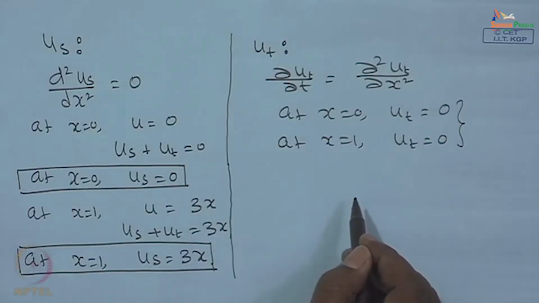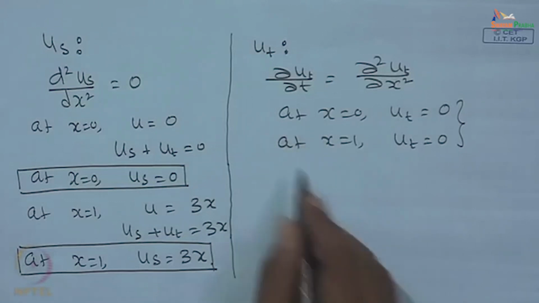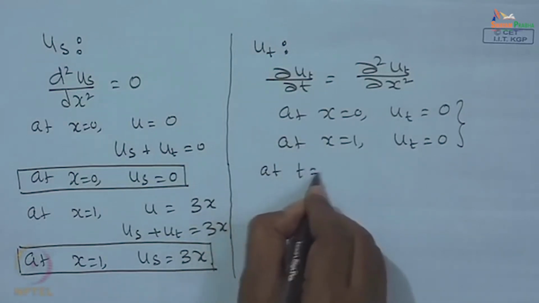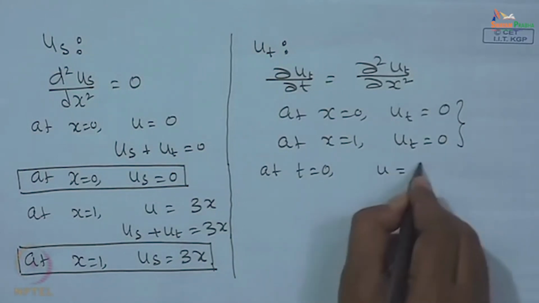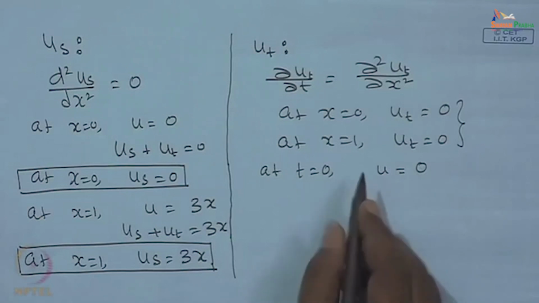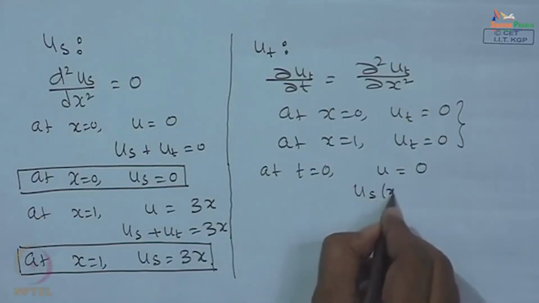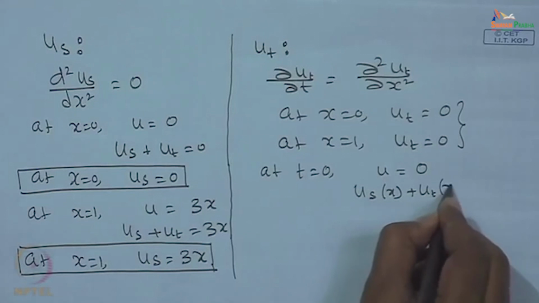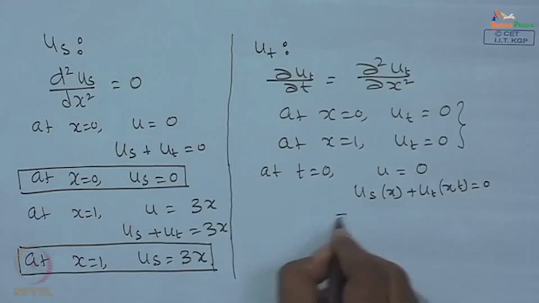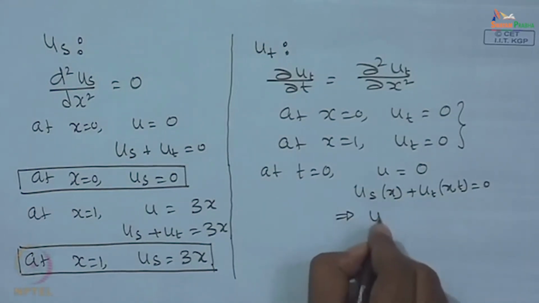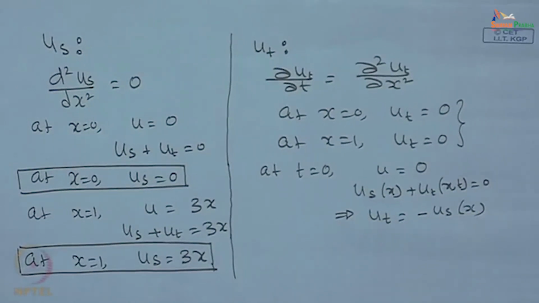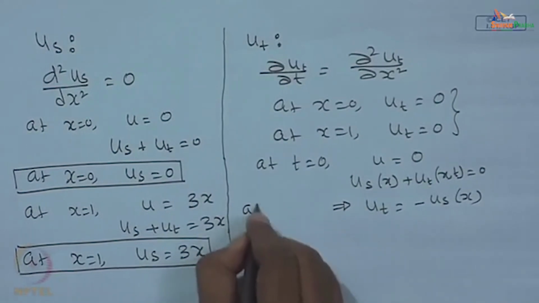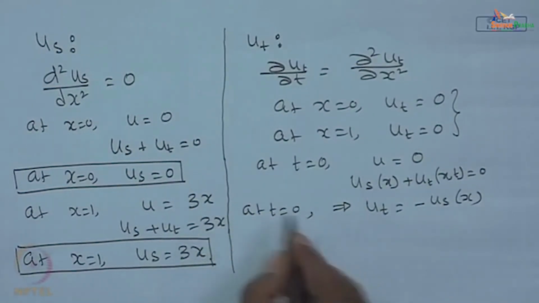Now, next we find out what is the initial condition of this problem. So, let us go back to the initial condition of the mother problem. The mother problem had u is equal to 0. So, we put u is equal to u s, which is a function of x, and u t, which is a function of x and t both. So, therefore, at t is equal to 0, u t becomes minus of u s x. So, therefore, this is the initial condition for the time varying part.